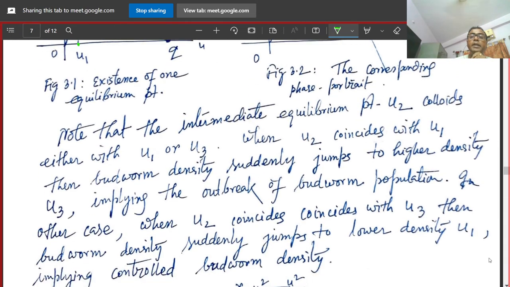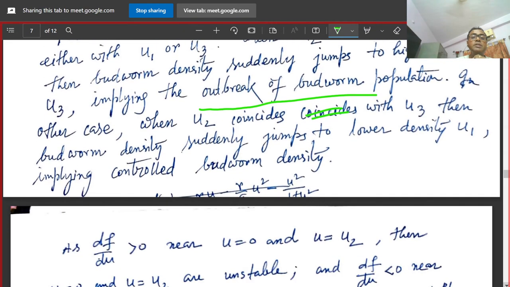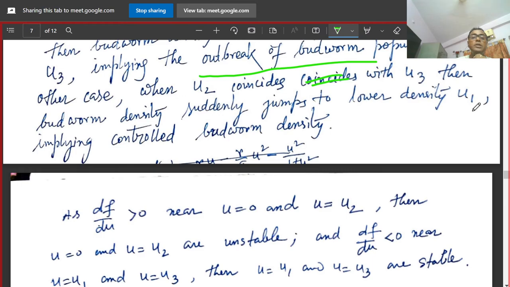Note that the intermediate equilibrium point u2 collides with either u1 or u3. When u2 coincides with u1, then the budworm density suddenly jumps to the higher density u3, implying the outbreak of the budworm population. In the other case, when u2 coincides with u3, then the budworm density suddenly jumps to the lower density u1, implying controlled budworm density.